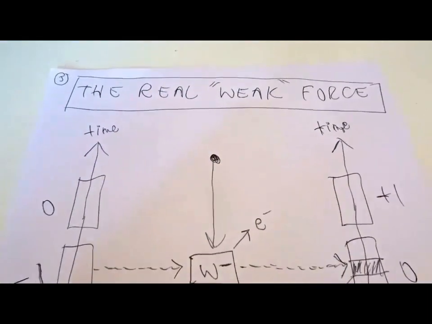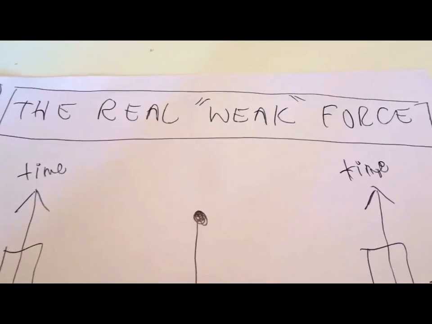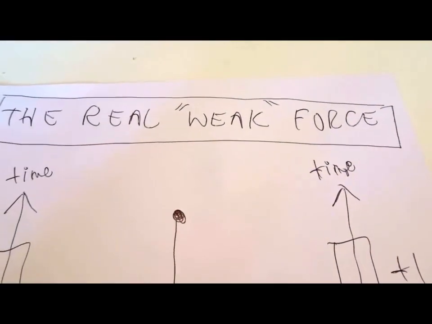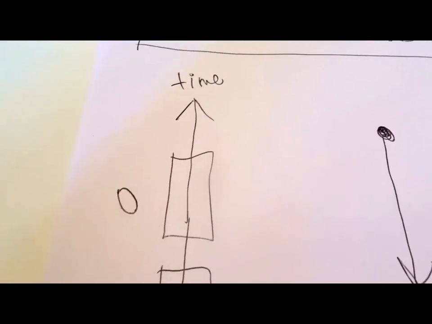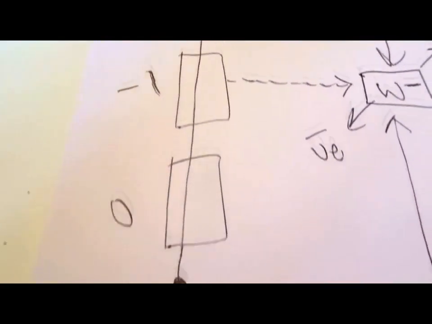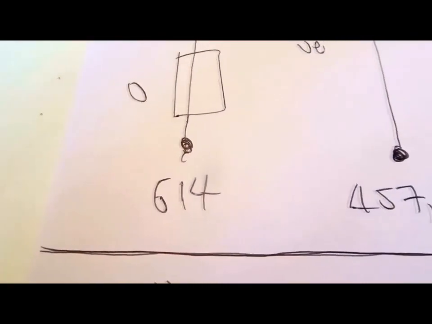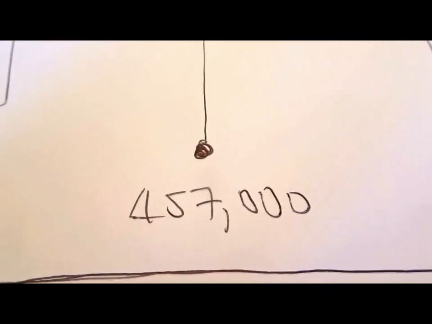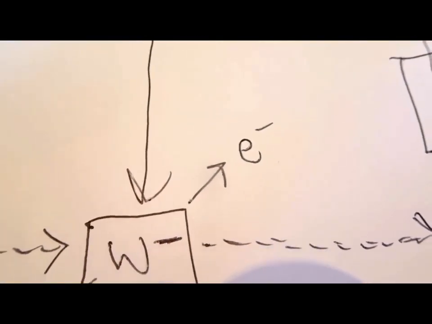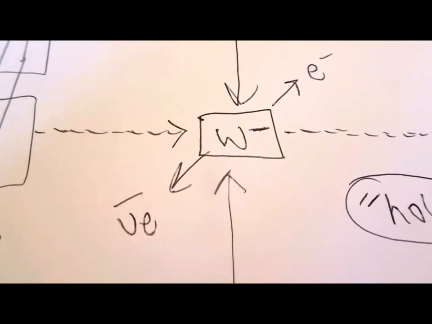Let's look next at what I call the real weak force. They have weak and strong. This is weak. We have a quark moving through time with integral charges 0, minus 1, and 0, has mass 614. Then it oscillates to a W minus particle of mass 157,000. It ejects an electron one direction, a neutrino is recoiling the other direction.